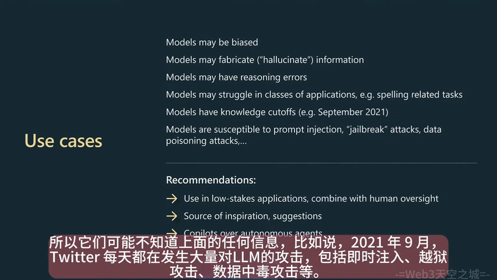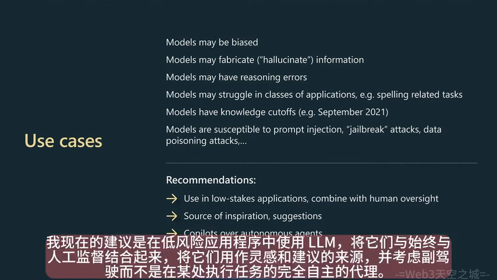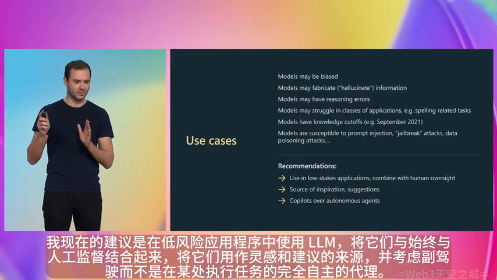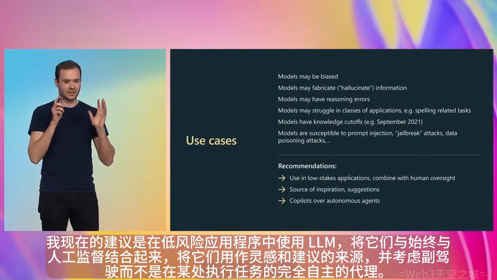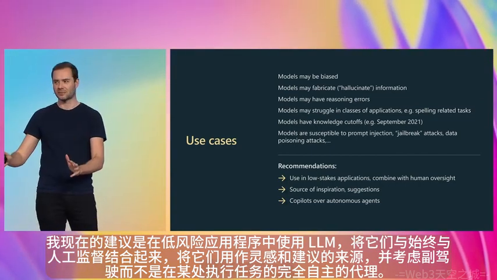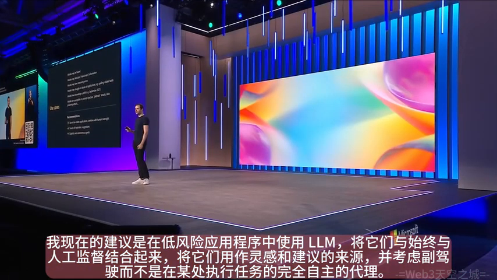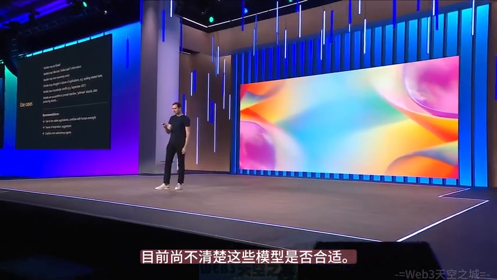They are susceptible to a large range of attacks, which are sort of like coming out on Twitter daily, including prompt injection, jailbreak attacks, data poisoning attacks, and so on. So my recommendation right now is use LLMs in low-stakes applications, combine them always with human oversight, use them as a source of inspiration and suggestions, and think co-pilots instead of completely autonomous agents that are just performing a task somewhere. It's just not clear that the models are there right now.